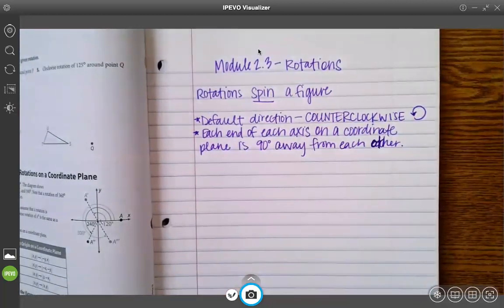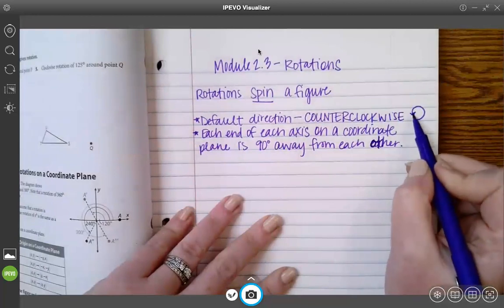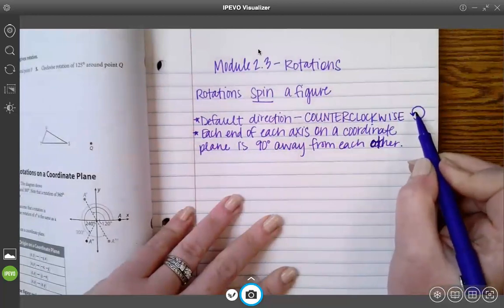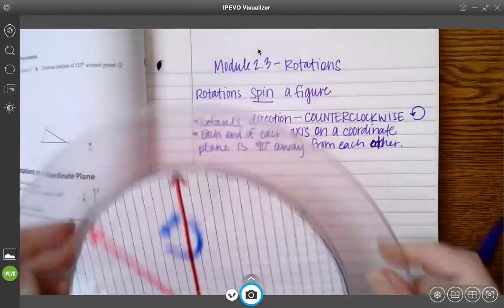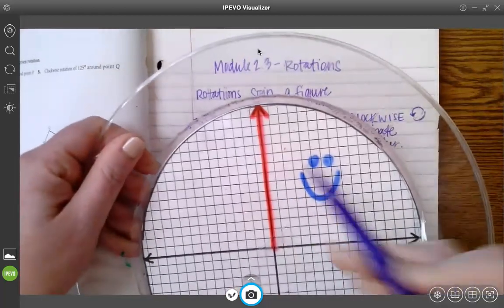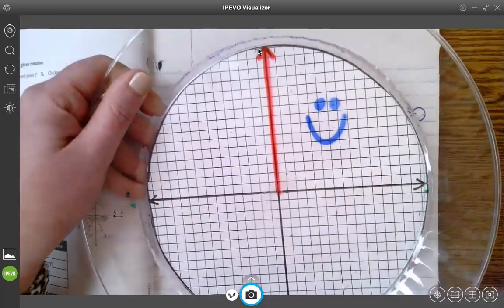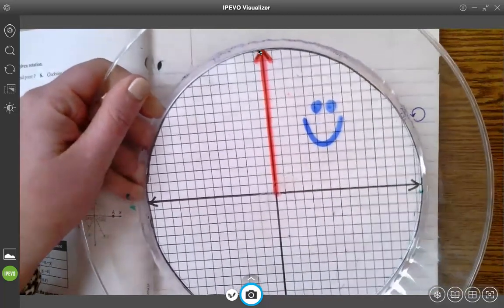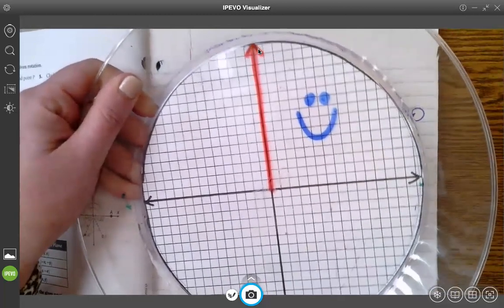Unlike a translation, which just slides things in a straight line, and unlike a reflection, which flips things in a straight line, a rotation moves in an arc, in a circle or a piece of a circle. And so knowing how much spin or rotation is between these two axes, here and here, or here and here, or anywhere all the way around, can help us get a better mental image of where our rotations are supposed to end up.